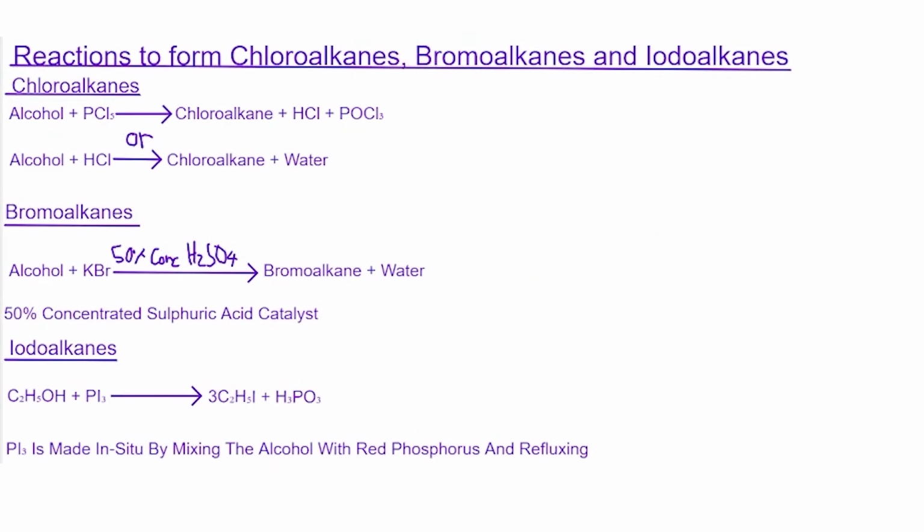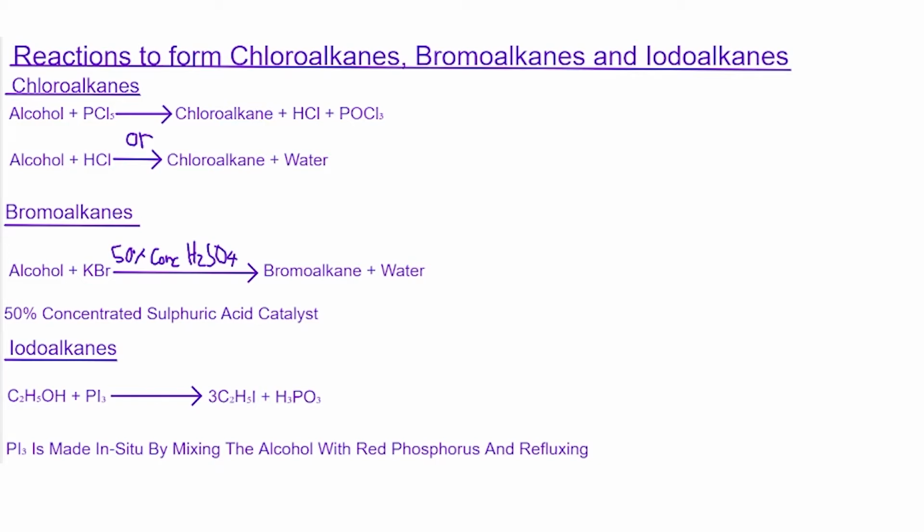Now that we've gotten past elimination reactions, we can talk about how to make alcohols into halogenoalkanes. There are different reactions depending on whether you want to make a chloro, bromo, or iodoalkane. To create a chloroalkane from an alcohol, react an alcohol with phosphorus pentachloride. This will produce your chloroalkane, plus hydrochloric acid and phosphoryl chloride.